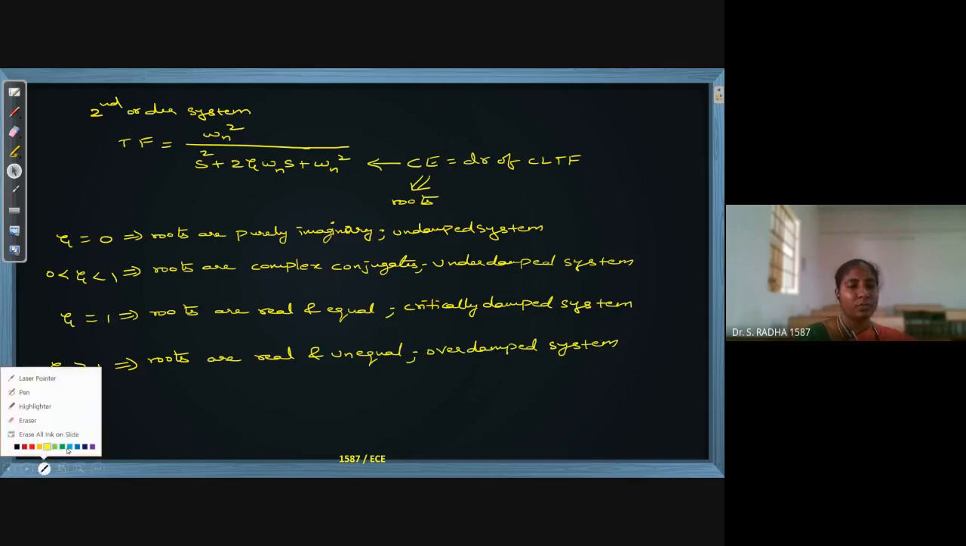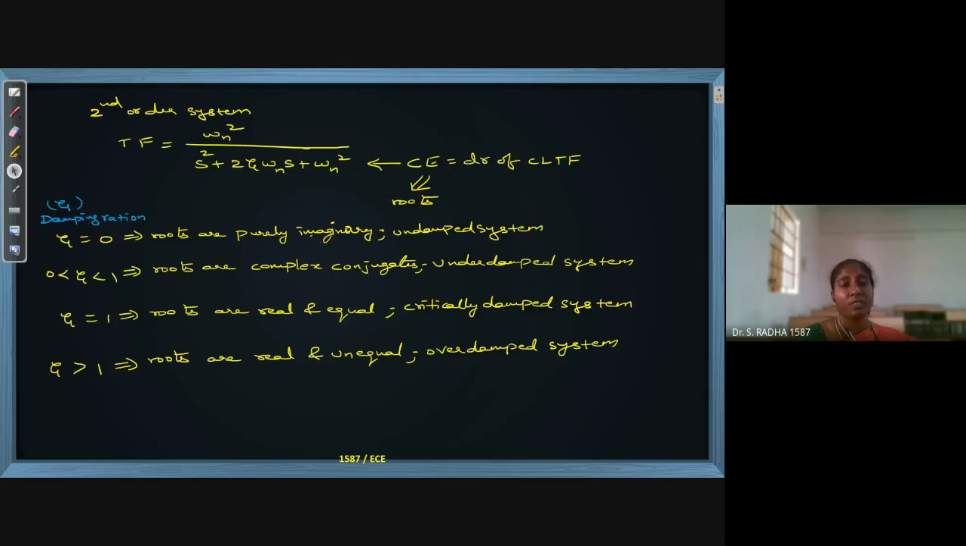If you see, this eta is nothing but the damping ratio or damping factor. Roots are purely imaginary means plus or minus j omega n. If I take something like this, x-axis, y-axis, plus j omega n, minus j omega n. This is the location of the roots. X-axis is called the real axis. Y-axis is called the j omega axis or imaginary axis.